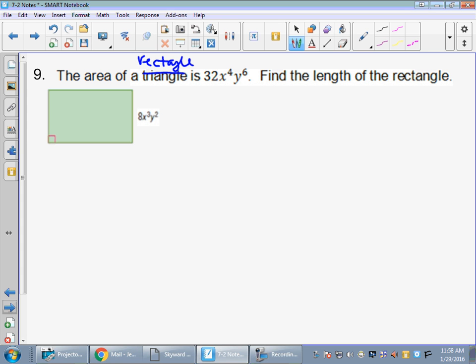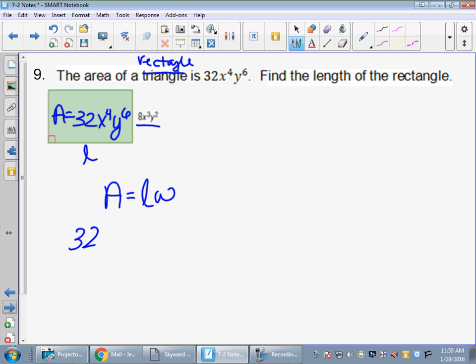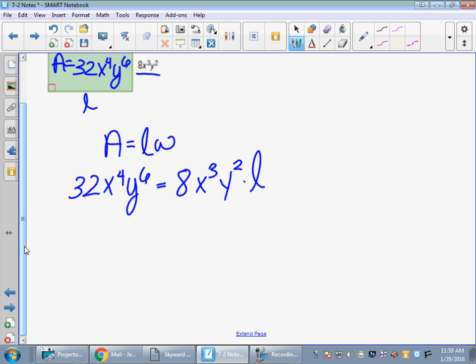Okay, that's the area of this thing. And then they want us to find the length. So they give us the width. They want us to find the length. The area of this thing is 32, x to the 4th, y to the 6th. So if you remember, area is equal to length times width. Substitute the value of the area, 32, x to the 4th, y to the 6th, is equal to, we don't know the length, but we know the width, 8x cubed y squared times the length. Okay, since it's multiplication and we're trying to find the length, we're going to divide both sides by this amount.